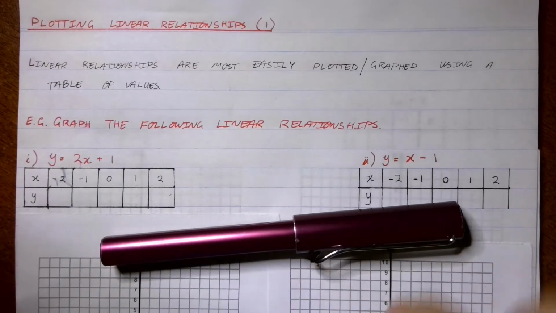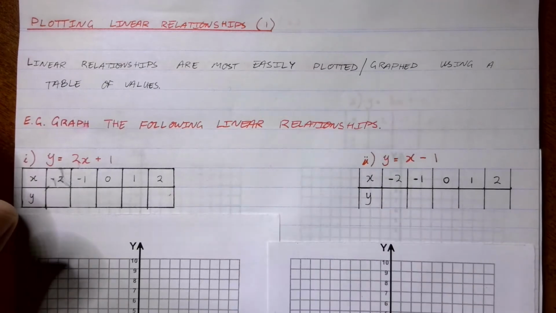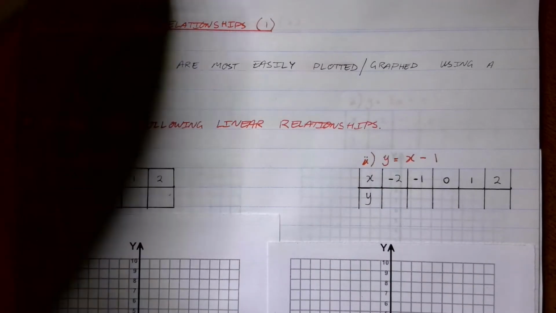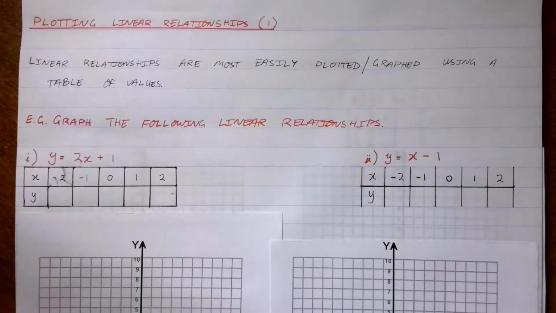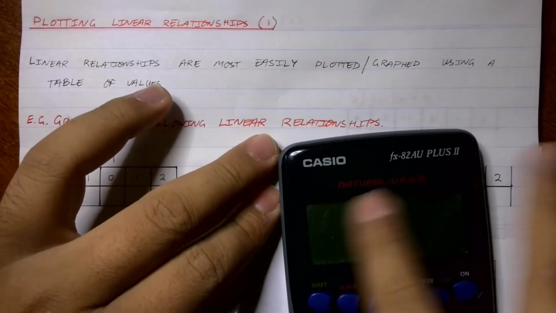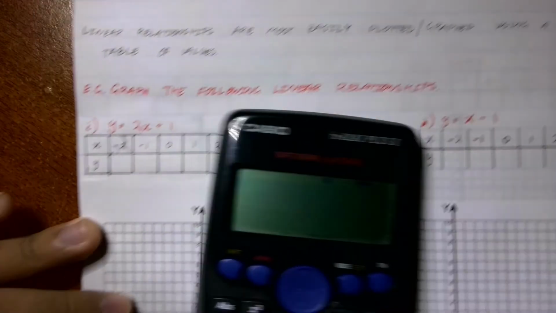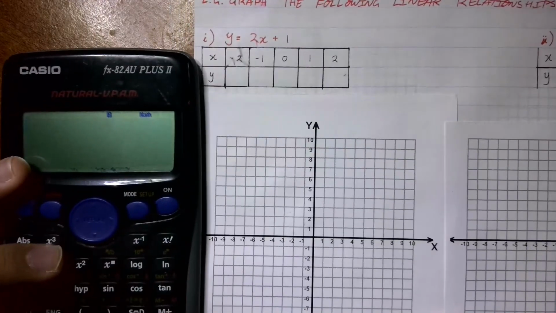And we're going to go straight into it, and it's easiest if you have a calculator ready with you, because we're going to be doing the table of values first. Okay, let's get straight into it.